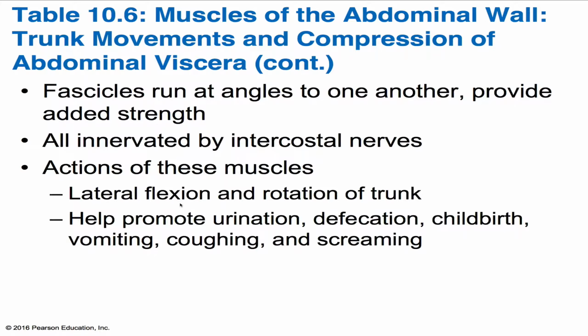For example, when they contract simultaneously, the ribs are pulled inferiorly and the abdominal contents are compressed. This pushes the visceral organs upwards on the diaphragm, and this is what aids during forced expiration. Now, when the abdominal muscles contract with the diaphragm and the glottis is closed, the increased intra-abdominal pressure helps promote urination, defecation, and childbirth.